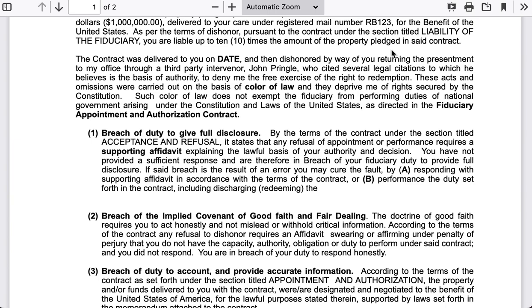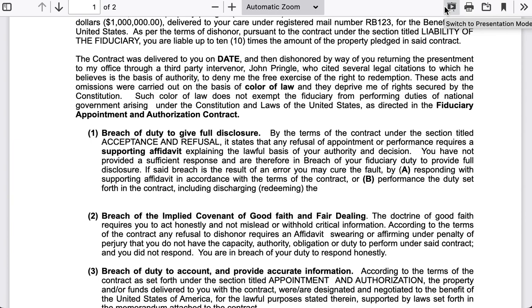And then you can also go into whether they improperly disclosed your confidential trade secrets to that third party. That's a whole other thing. It's neither here nor there. But we did give them proper notice with the fiduciary appointment and authorization contract. So anyway, we're laying out that when you return this whole package or presentment, the bonds and everything, you returned it back to the sender.